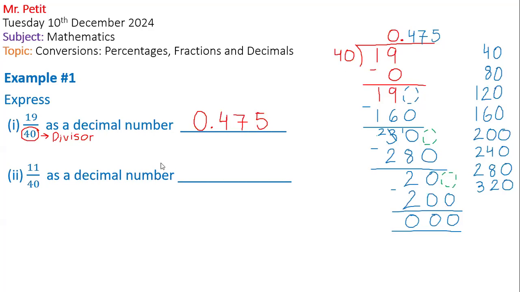What did y'all get for the second one? 11 over 40 as a decimal. Which was what? 0.275. That's what y'all got? Yes, sir. I didn't put that in the chat a little while ago. Me too. Wow. Okay.